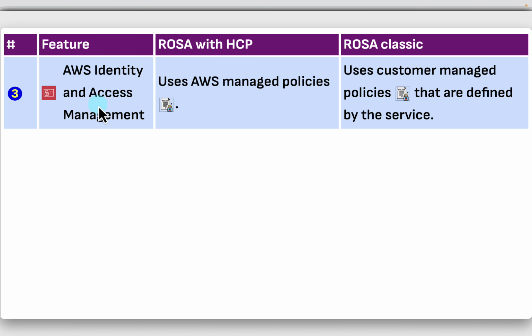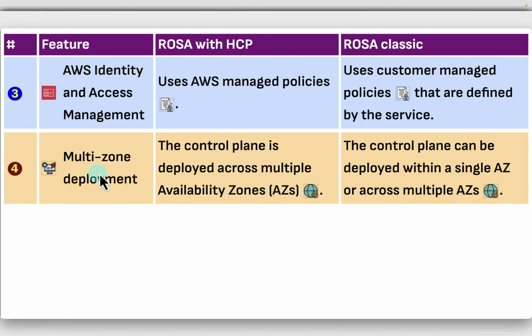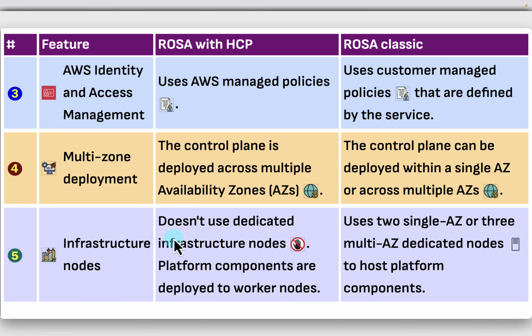Next, AWS Identity and Access Management. With HCP, it uses the AWS managed policies, and with ROSA Classic, it uses customer managed policies that are defined by the service. Then multi-zone deployment. The control plane is deployed across multiple availability zones, and for ROSA Classic, the control plane can be deployed within a single AZ or across multiple AZs. Here only multiple AZs, here one or multiple. Infrastructure nodes. HCP does not use dedicated infrastructure nodes. Platform components are deployed to worker nodes. For ROSA Classic, it uses 2 single-AZ or 3 multi-AZ dedicated nodes to host platform components.